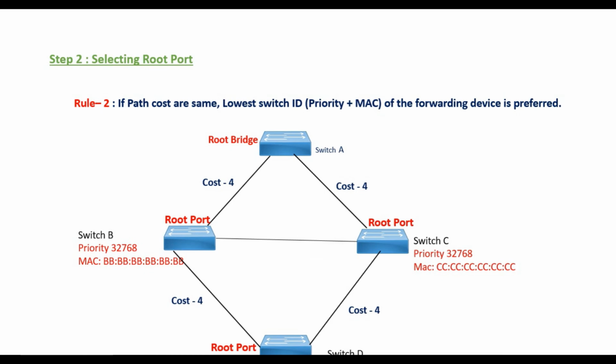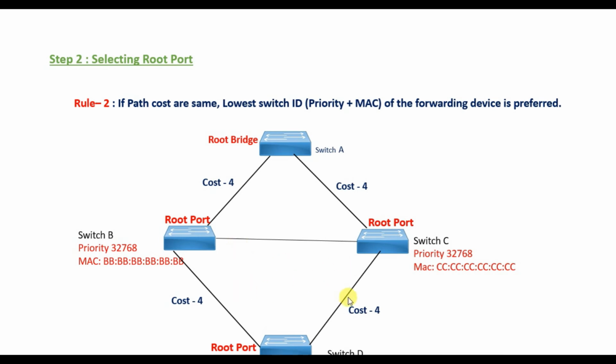So in rule 2, for better understanding, I have added one new device. It's not that because I added a new device, I need to check for rule 2. It's about the scenario. In the other scenario we have discussed, we have selected a root port, and for better understanding of rule 2, I have added this new device. Switch D is added, which has two connections to both the devices.